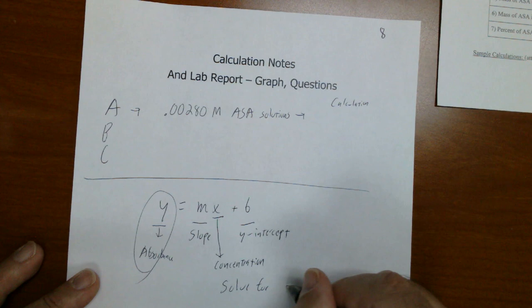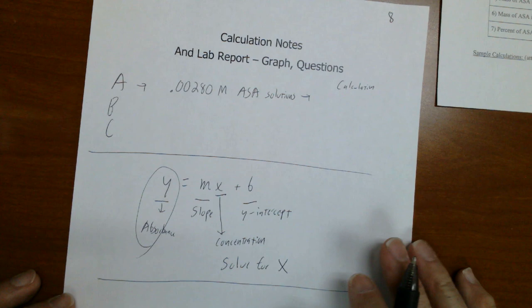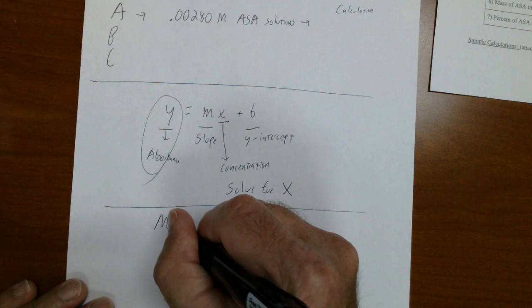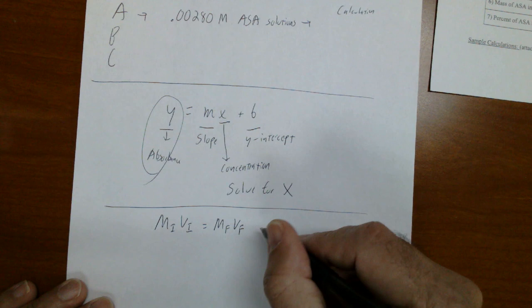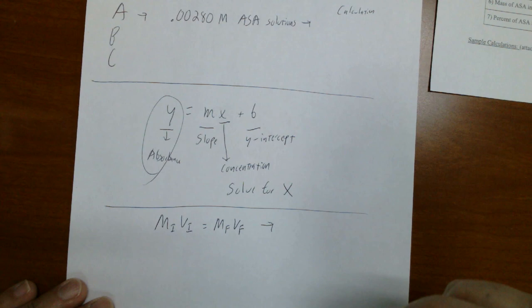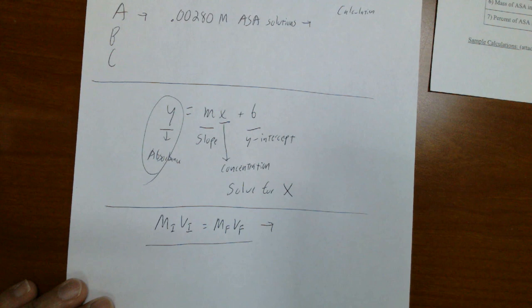Okay. Now, some of the calculations we're going to do in this lab are basic dilutions. Okay. And so the dilution equation looks like this. The initial molarity times the initial volume is equal to the final molarity times the final volume. So you're going to have to use these calculations to find the concentration of our three standards, A, B, and C. Okay. And then you're also going to have to do this particular dilution calculation to go from steps 3 to 4 in the tablet analysis, okay?